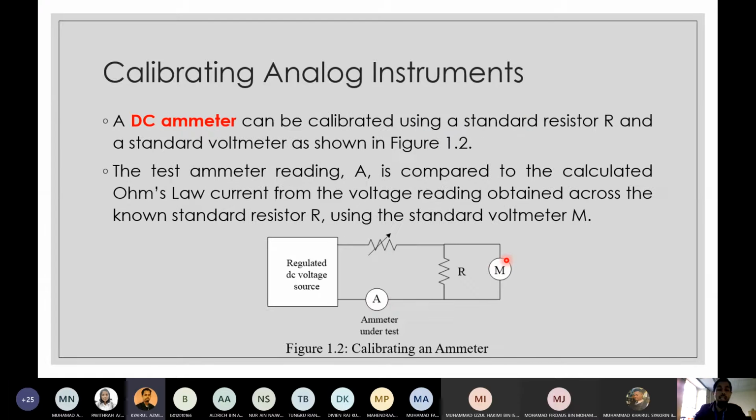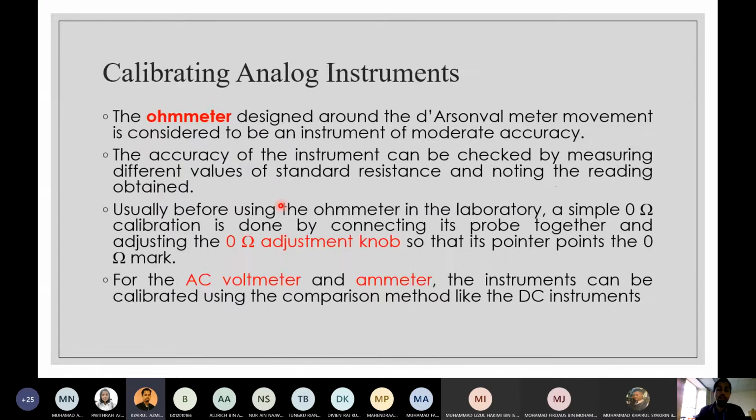Okay, this is the setting for analog ammeter. If voltmeter we put in parallel, for ammeter we put in series, the same principle. So we want to know what is the current flowing in the circuit. So using this principle, we can compare the performance. Okay, using Ohm's law. Okay, this is the setup. And we can also calibrate ohm meter.